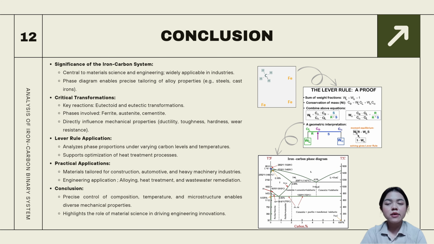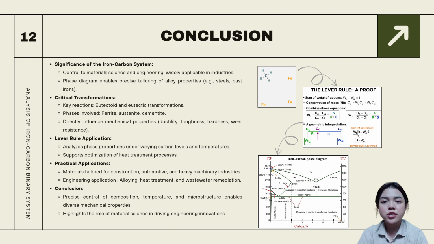For the conclusion, the iron-carbon binary system is a fundamental aspect of material science, known for its versatility and critical role in various industries. Its well-defined phase diagrams allow engineers to precisely tailor the properties of iron-carbon alloys, such as steel and cast iron, to meet specific needs. A key focus is on the critical transformations like the eutectoid and eutectic reactions, as well as the role of ferrite, austenite, and cementite. These transformations dictate important mechanical properties such as ductility, toughness, hardness, and wear resistance, and ultimately impact alloy performance in real-world applications.